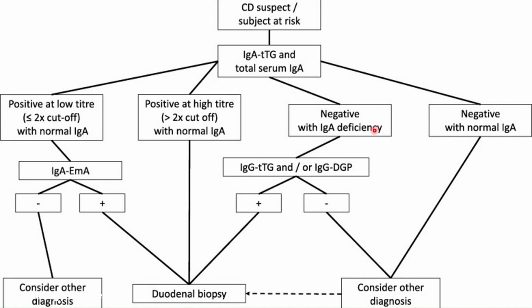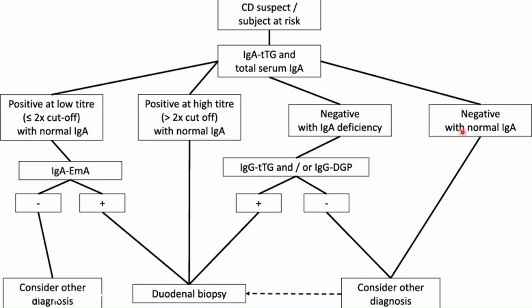Now let's see the third scenario, where the IgA TTG antibodies are negative but total IgA is deficient. So go for IgG TTG antibodies or IgG DGP antibodies. If they are positive, then go for duodenal biopsy. If they are negative, then consider other diagnoses.